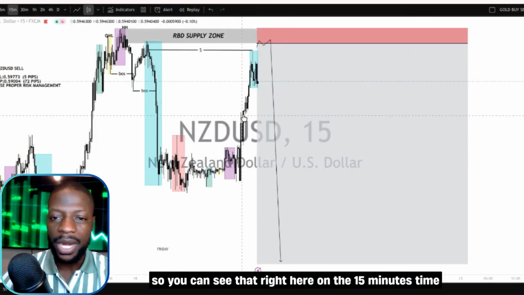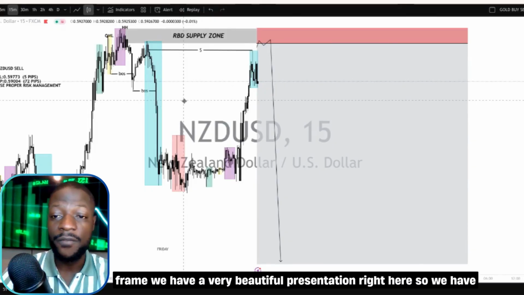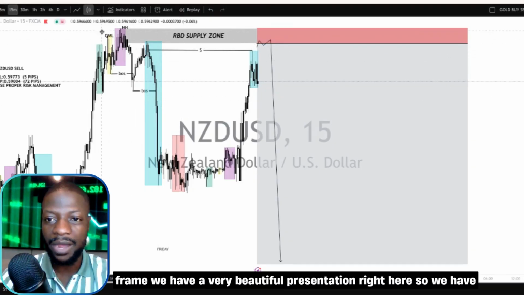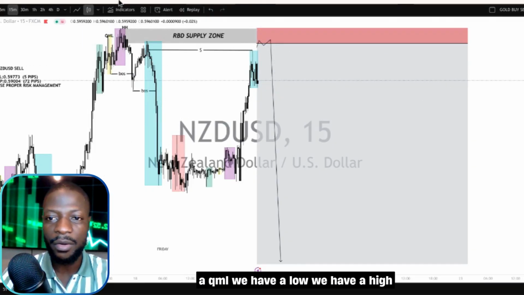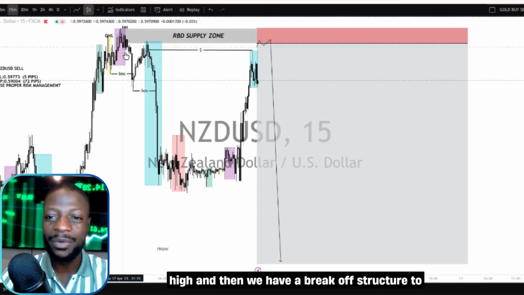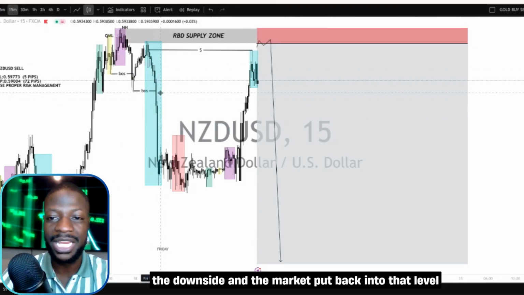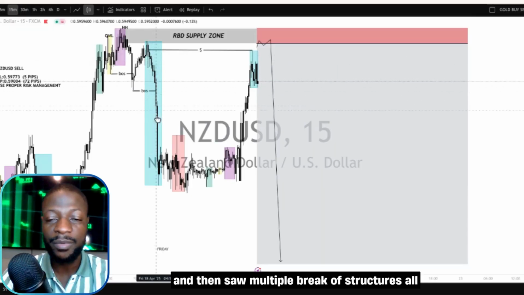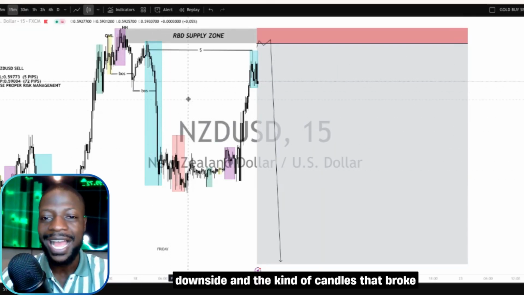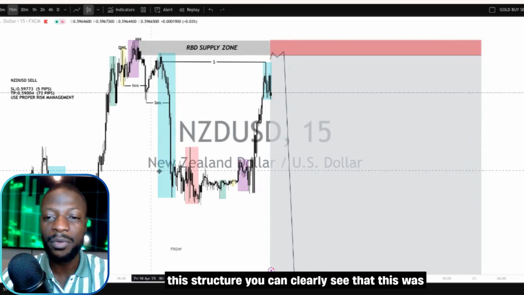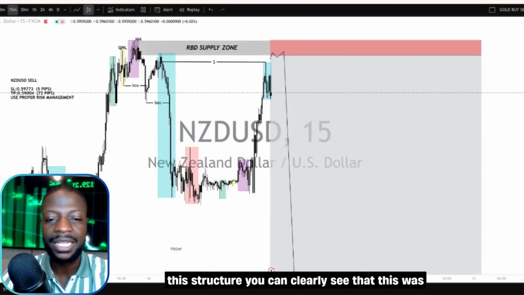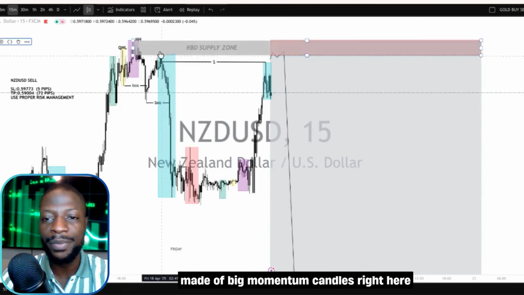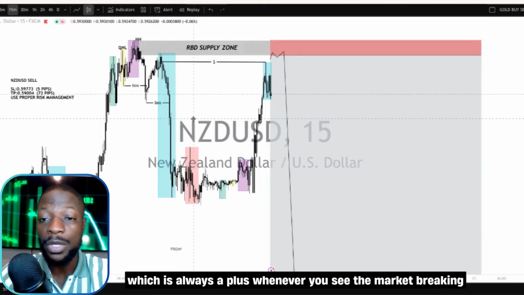So you can see that right here on the 15 minute time frame, we have a very beautiful presentation. We have a QML, we have a low, we have a high, and then we have a break of structure to the downside, and the market put back into that level, and then we saw multiple breaks of structure to the downside. The candles that broke this structure, you can clearly see, were made of big momentum candles, which is always a plus.